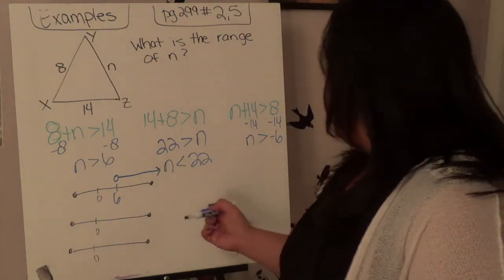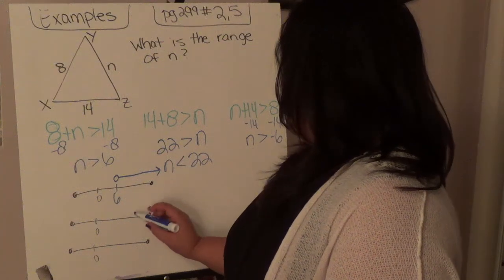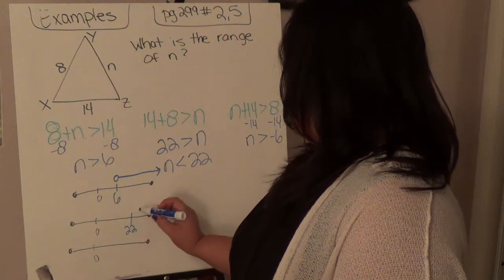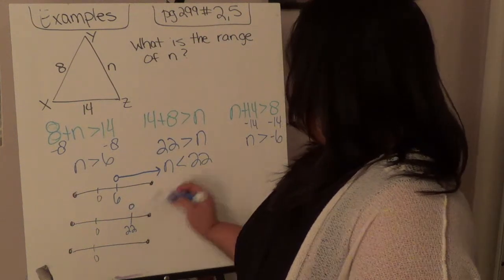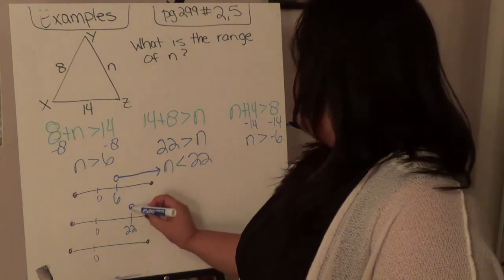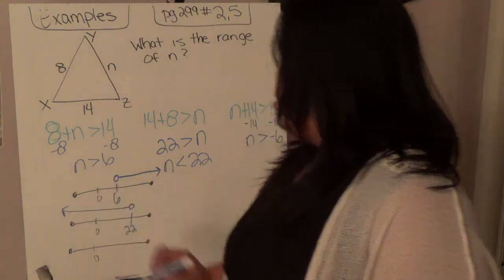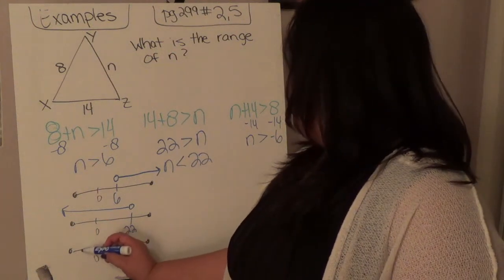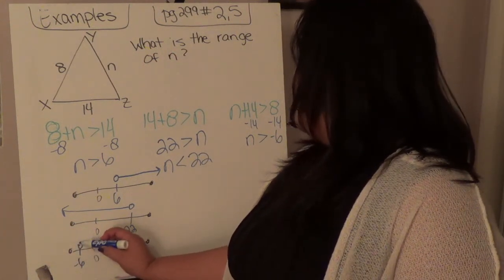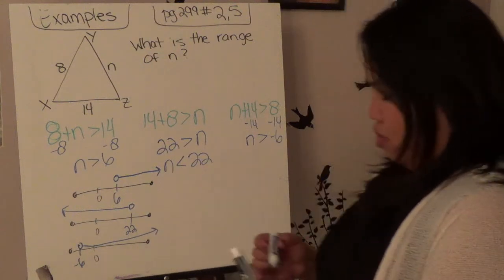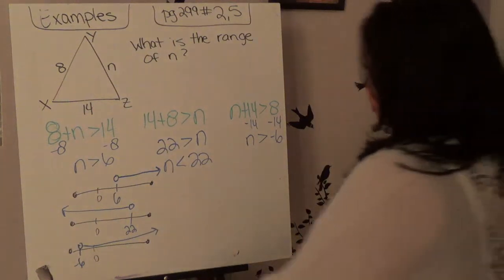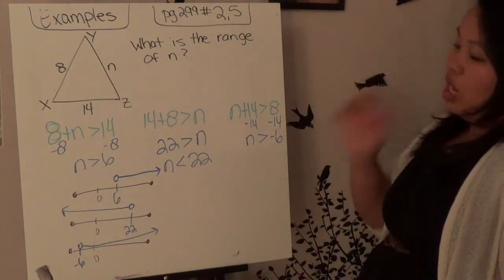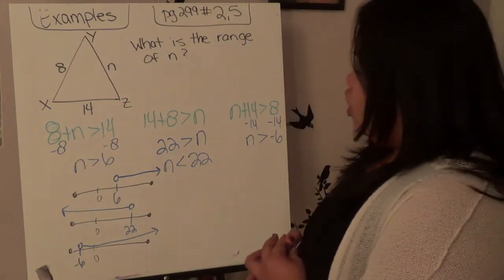Then I take this one, and this is 22. Let's make this 22, and it has to be an open circle. These are all open circles, and now it's pointing to the left, so I'm going to go to the left. And the last one is that it has to be bigger than -6. So here's -6, and it has to go this way. If you still have problems graphing this, please go ahead and look at Chapter 1 on how to graph inequalities. That should refresh your memory.